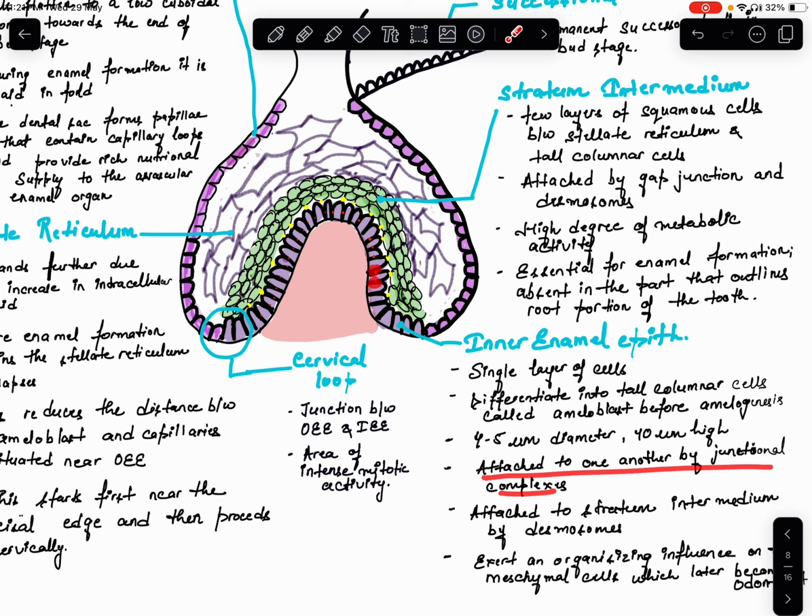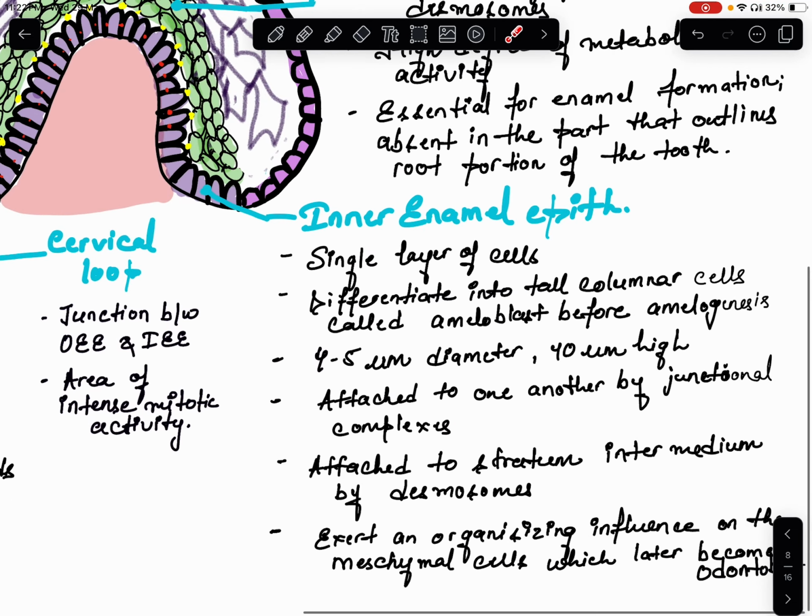So these red dots, these are attachments called junctional complexes, and they're also attached to the stratum intermedium through desmosomes. The stratum intermedium cells are also attached to each other through desmosomes. Okay, they exert an organizing influence on the mesenchymal cells, which later become odontoblasts.